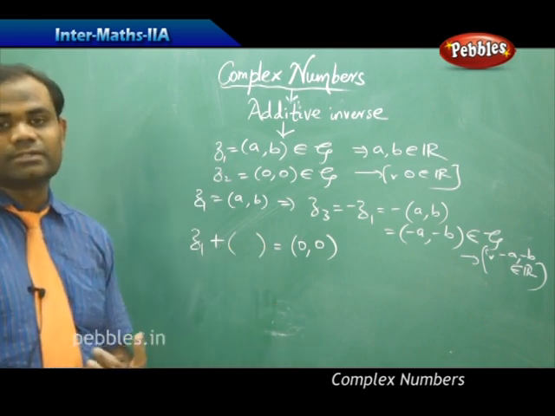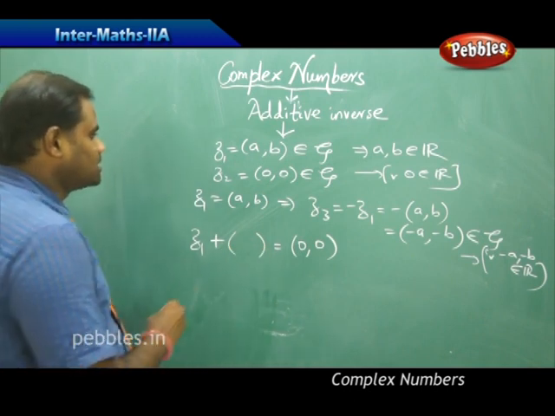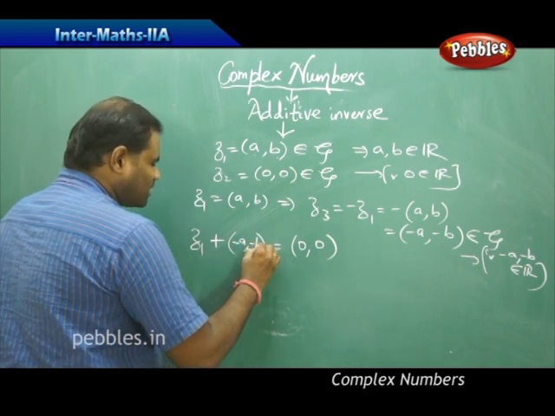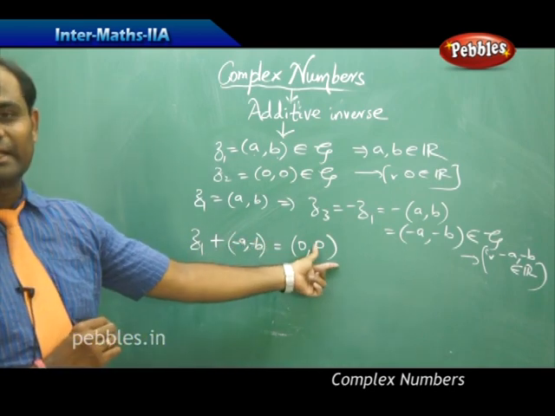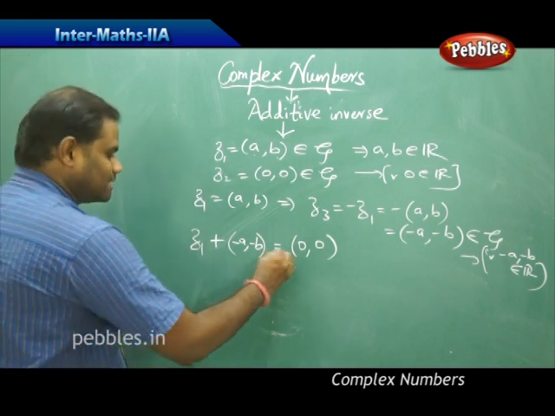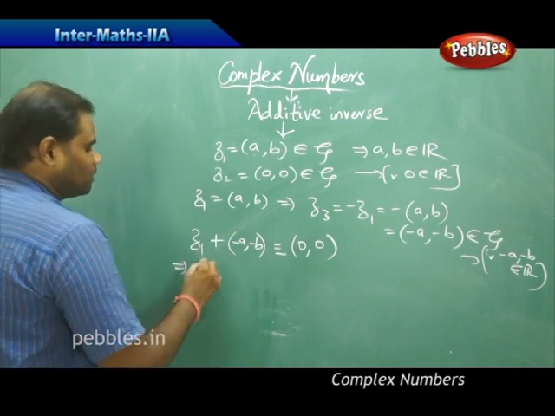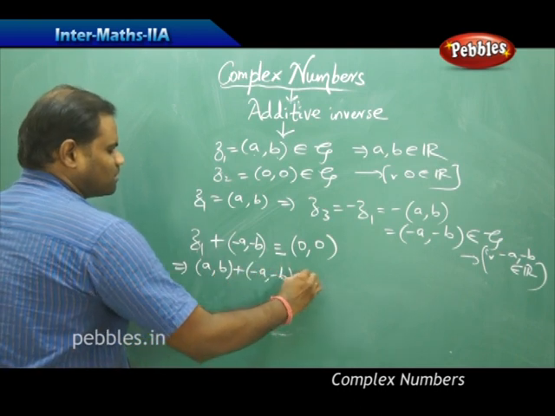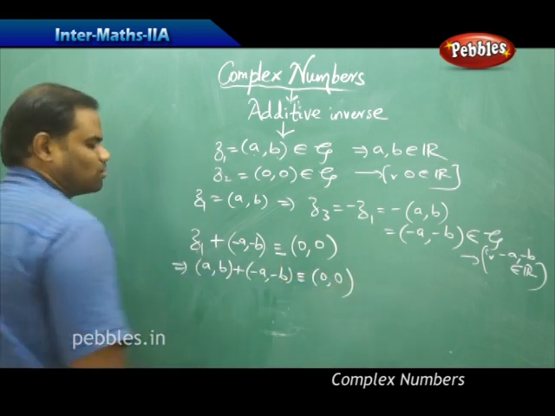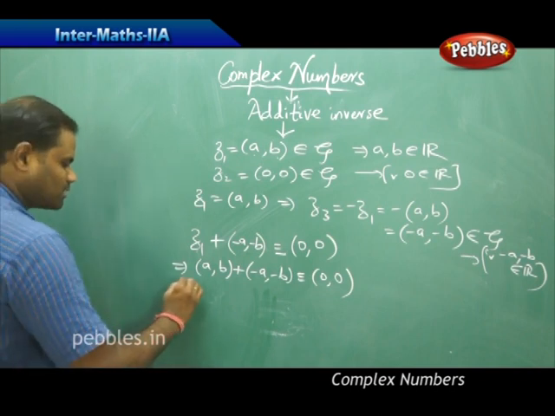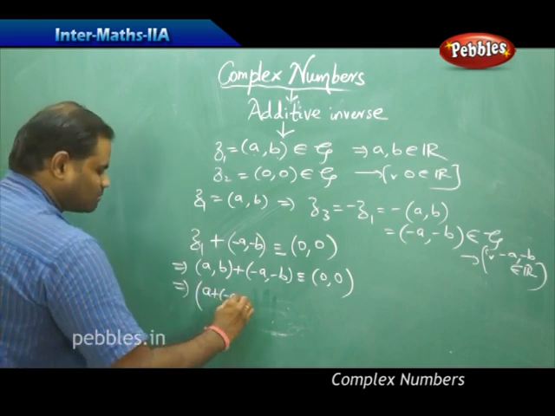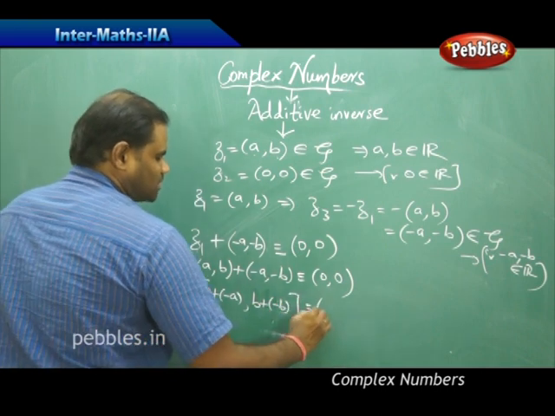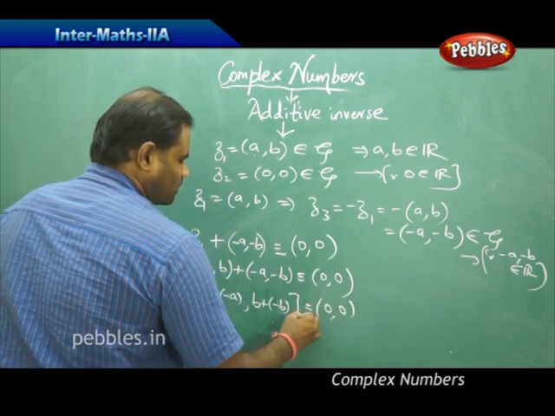So what is the element I need to fit in here so that I get back (0, 0)? That is called the additive inverse. Clearly, z1 being (a, b), if this is filled with (minus a, minus b), then obviously I get this equal to 0. Let's see: when I substitute for z1, this is (a, b) plus (minus a, minus b), which we are going to prove equals (0, 0). That is, a plus minus a, b plus minus b equals (0, 0).